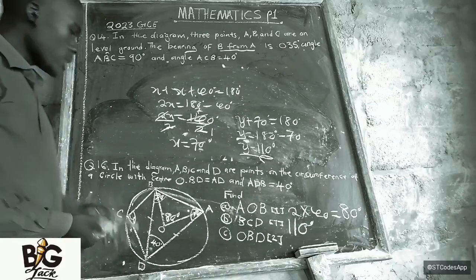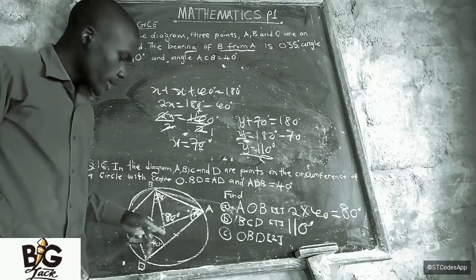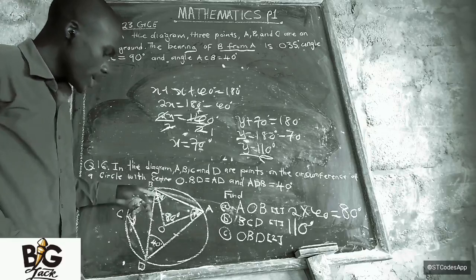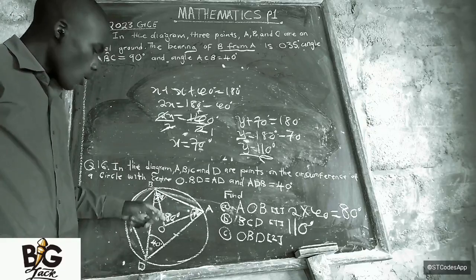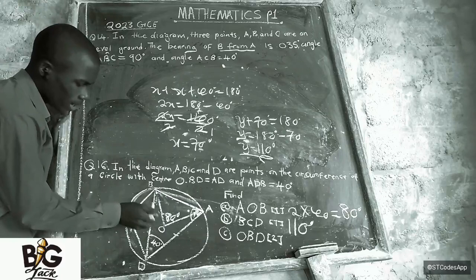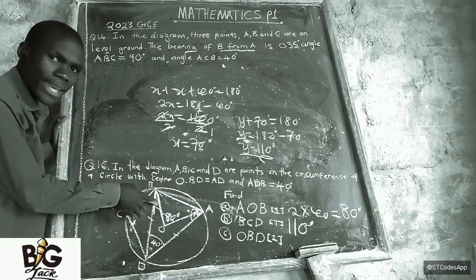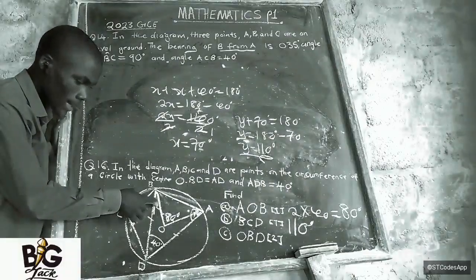The last one is saying we need to calculate OBD. OBD, which means this angle here, only this part here. Let me try to do this. Only this angle here, the upper part.